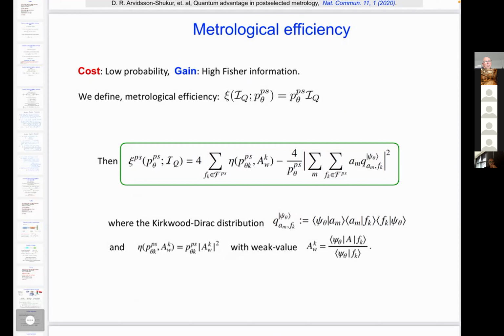So now you can see, if you write the efficiency in terms of probability and the Fisher information, you can express the whole post-selected quantum Fisher information in terms of this first part and the part consisting of this Kirkwood-Dirac quasi-probability distribution, right?